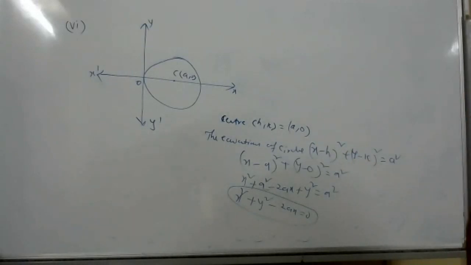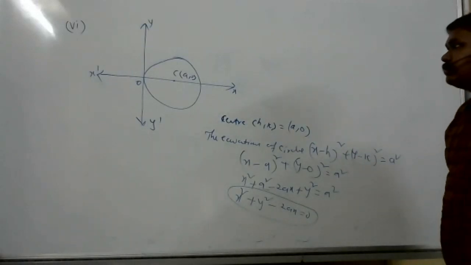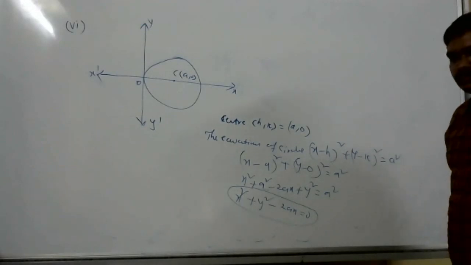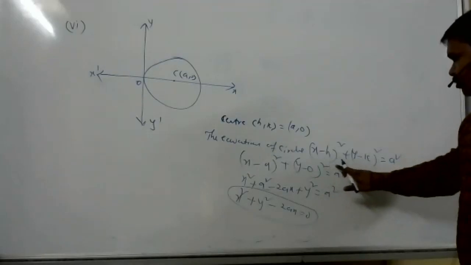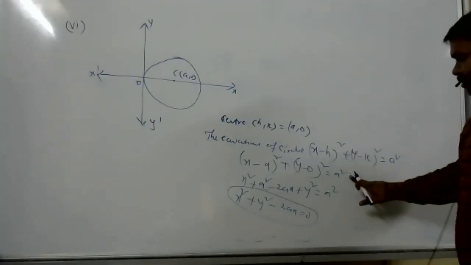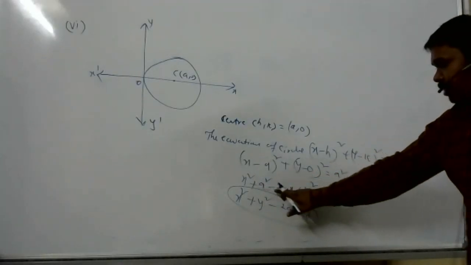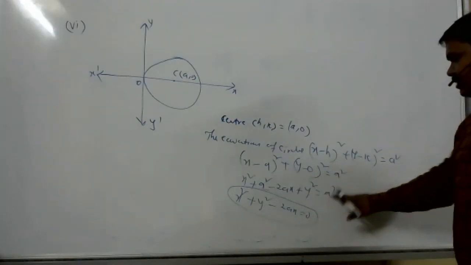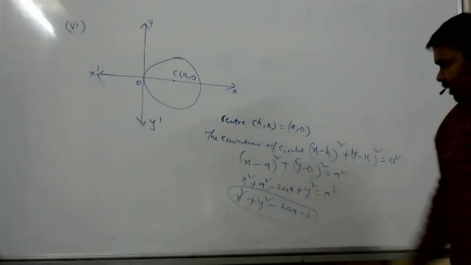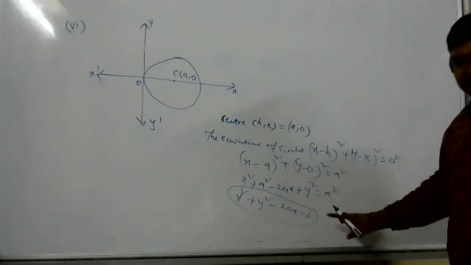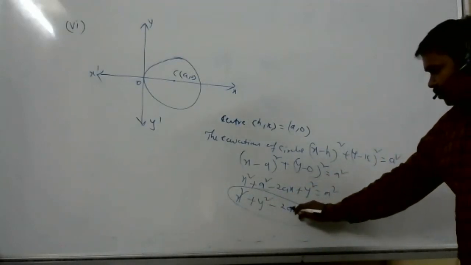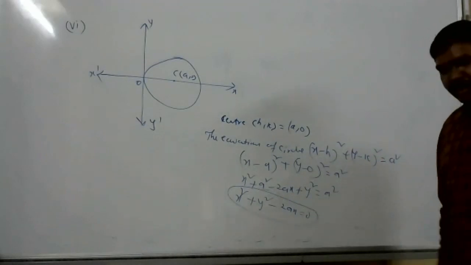Next, seventh case. So that is (x minus a) whole square plus (y minus 0) whole square is equal to a square. x square plus a square minus 2ax plus y square is equal to a square. a square gets cancelled, and remaining x square plus y square minus 2ax is equal to 0. It is a, not 9, a.